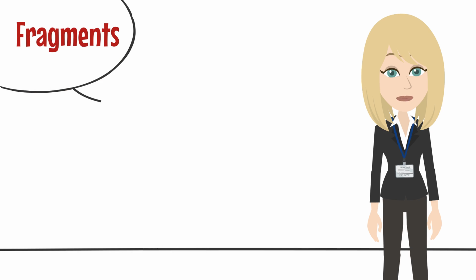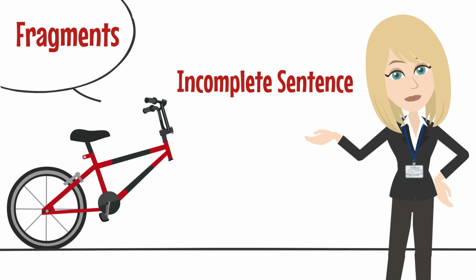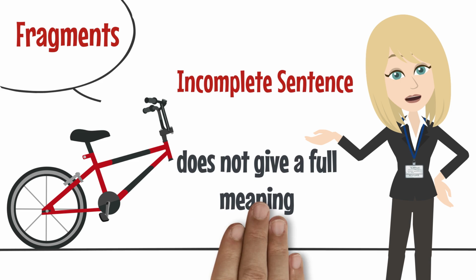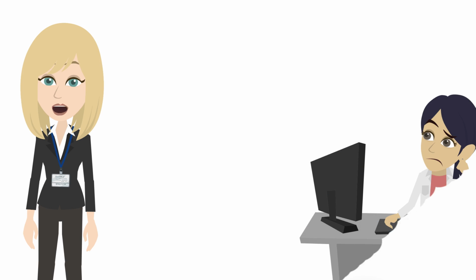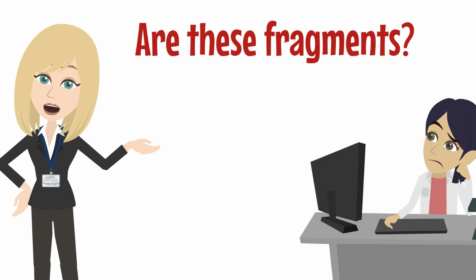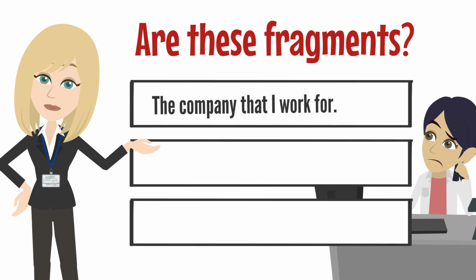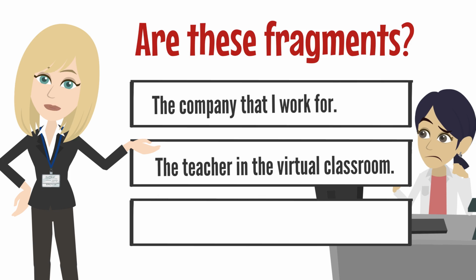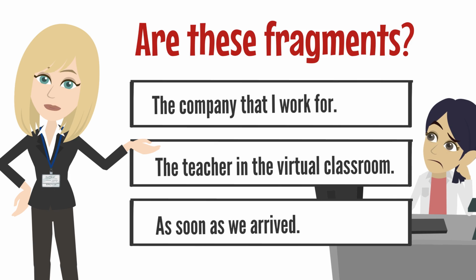Let's focus on fragments. If a wheel is missing, the sentence becomes incomplete. It's a fragment that doesn't give a full meaning. Now, take a look at Liu's sentences. Do you think they are correct? Are they complete sentences or fragments? The company that I work for, the teacher in the virtual classroom, as soon as we arrived.